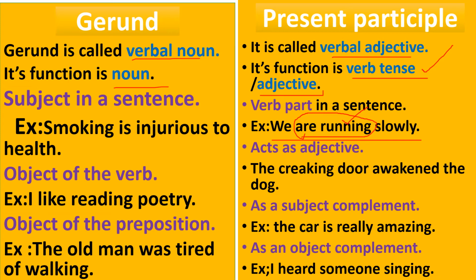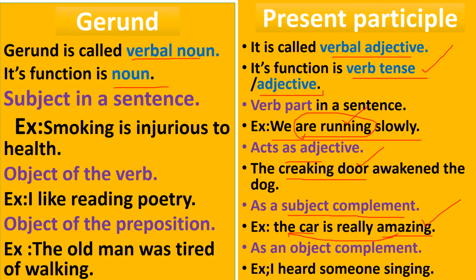Sometimes it acts as adjective. Creaking door. Here door is qualified by creaking. Okay, creaking is present participle acting as an adjective. Sometimes it may be a subject complement. Present participle may be a subject complement. For example, the car is really amazing. Here amazing is present participle which refers to the subject, the car. Okay, when a complement refers to the subject, that complement is named as subject complement. It is nothing but a type of adjective.